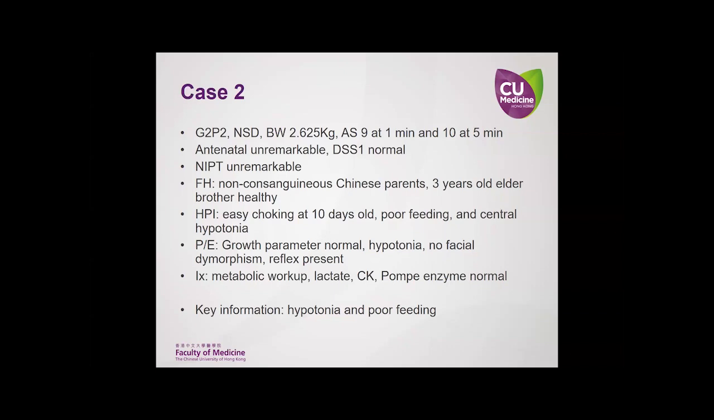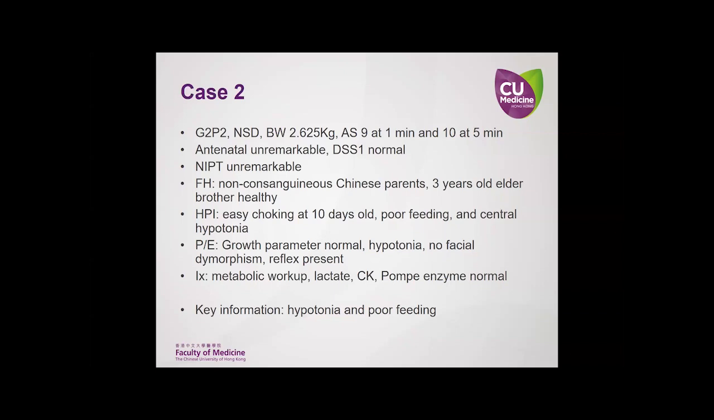So the patient presented with easy choking at 10 days old, with poor feeding and also central hypotonia. On physical examination, this patient's growth parameters were normal at that time. The patient had hypotonia, which is a central hypotonia with no obvious facial dysmorphism. The metabolic workup for this patient was normal, including lactate, CK, and Pompe enzyme.